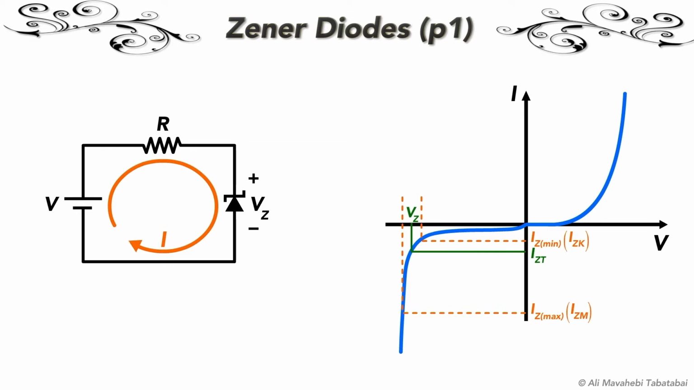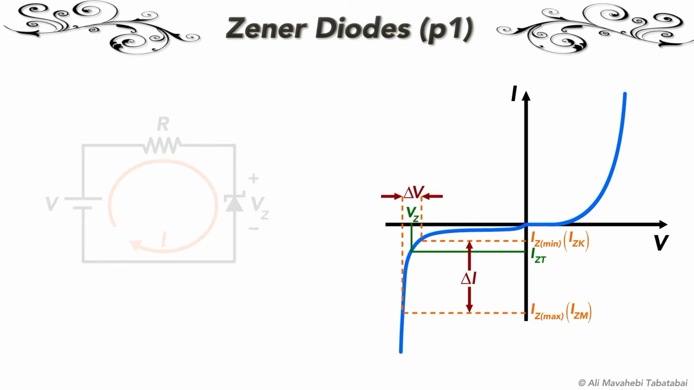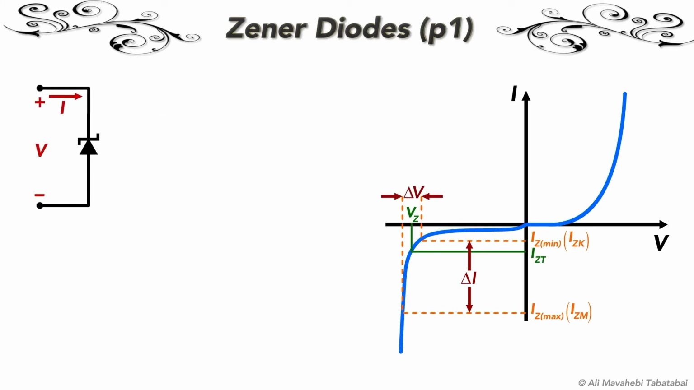As you see on the graph, in the breakdown region, the current IZ may change from IZ min to IZ max, but the voltage remains nearly constant. Therefore, the ideal Zener diode is indicated by a battery having the voltage Vz.